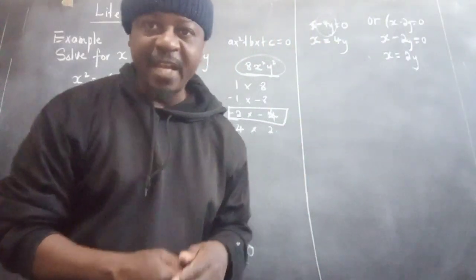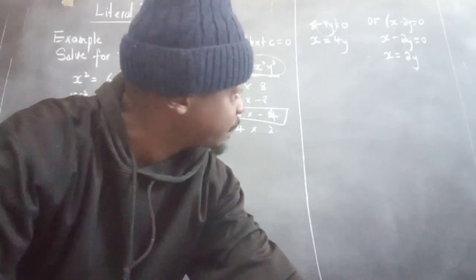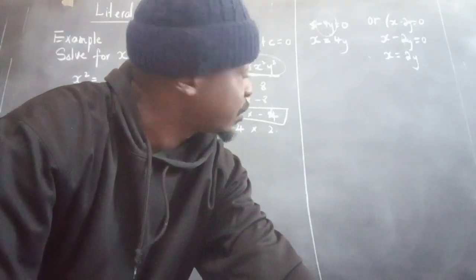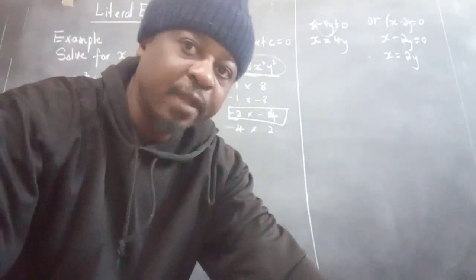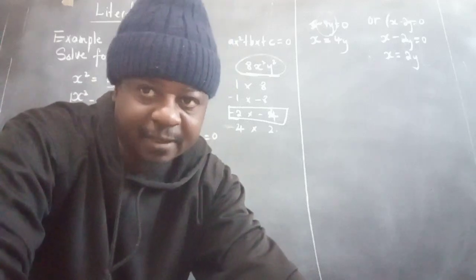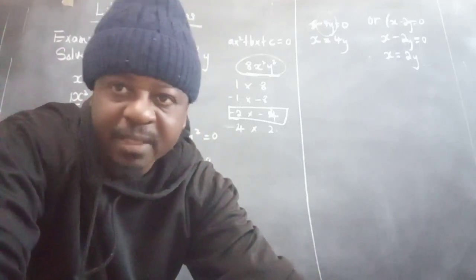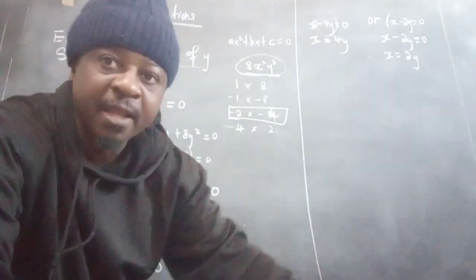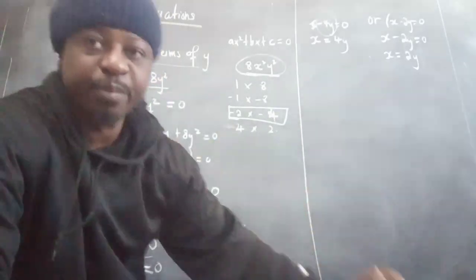So there are our values. We now have x is equal to 4y or x is equal to 2y as our final answers. We can go ahead and test these expressions. They still prove everything to be correct.